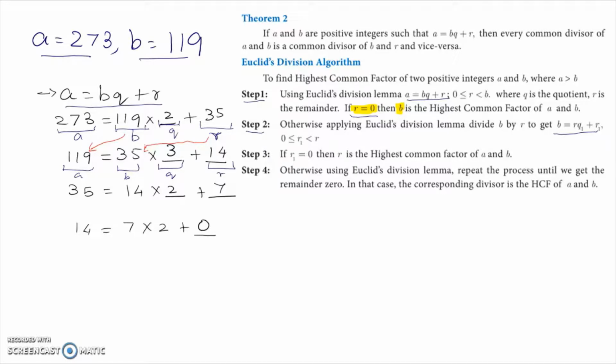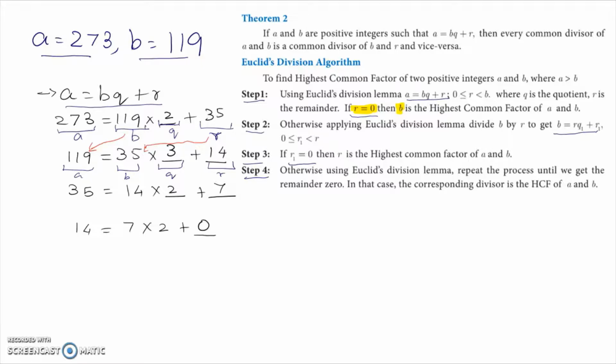So it says that if R1 is equal to 0 in step 3, then R is the highest common factor of A and B. So if R1, which is our 14 here, is equal to 0, then B, which is 35, is the highest common factor of A and B. But however, our R is 14 and it's not equal to 0. So what does step 4 say? Step 4 says, otherwise using Euclid's division lemma, repeat the process until we get 0 remainder.